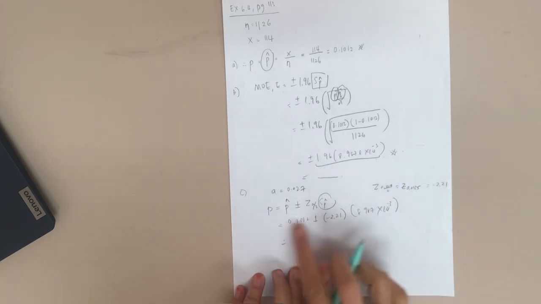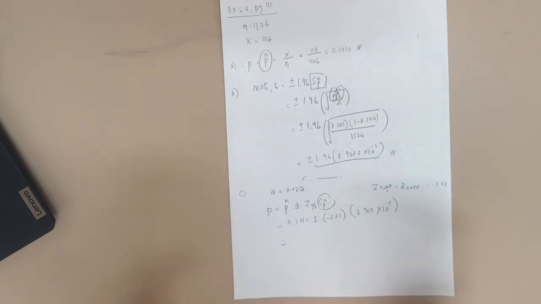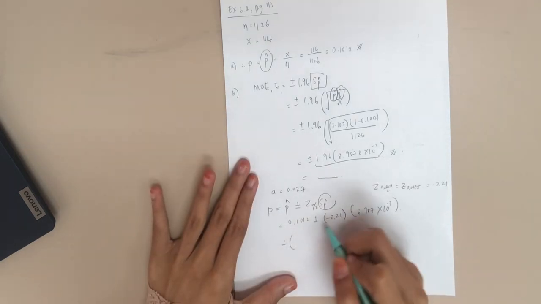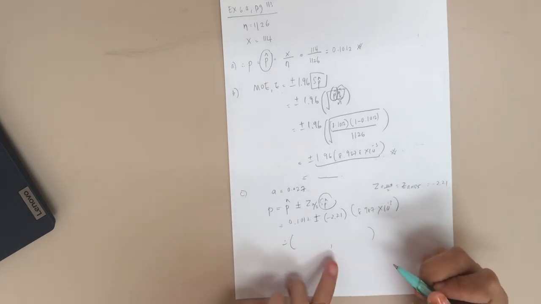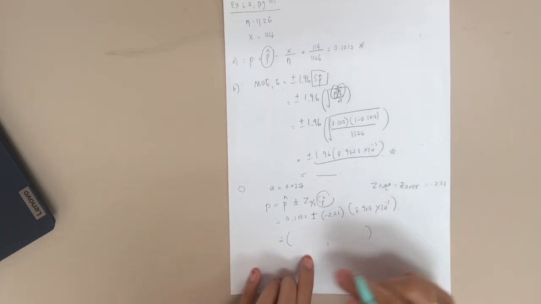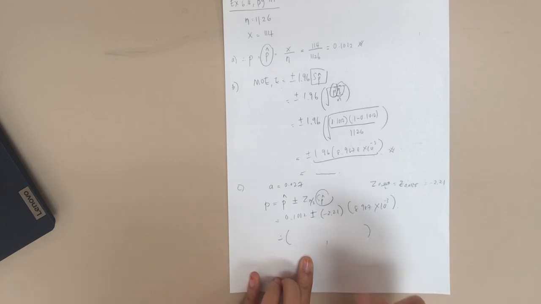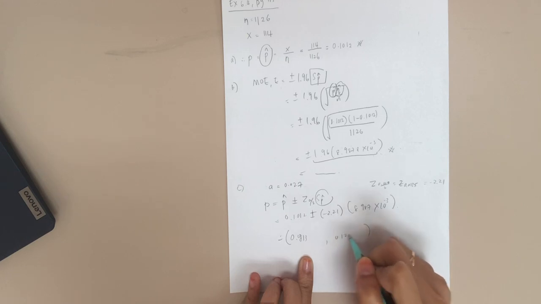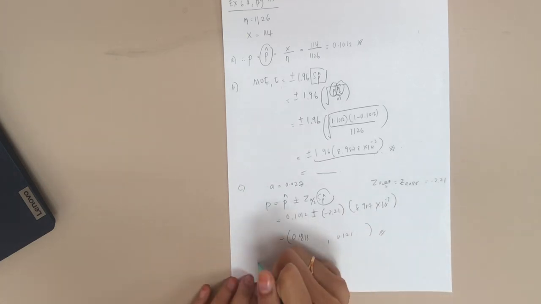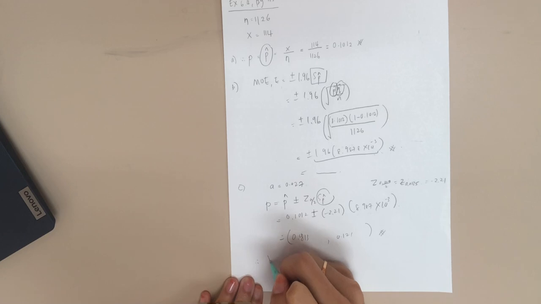Okay, and then simplify. Open the bracket, and remember that since this is an interval, there are two values. The first value here should be the lesser, lagi kecil daripada yang kedua ni. So 0.0813 and 0.121. So this is the answer. And then just write the sentence.